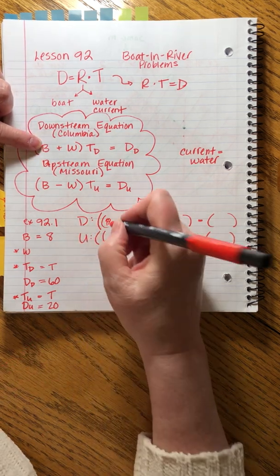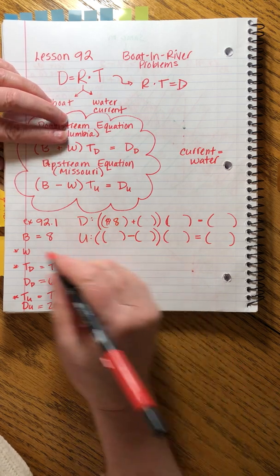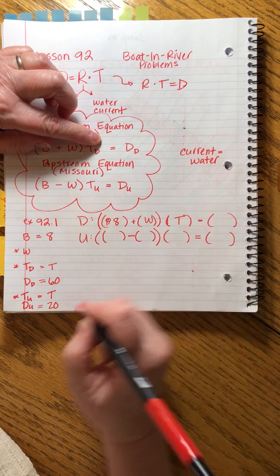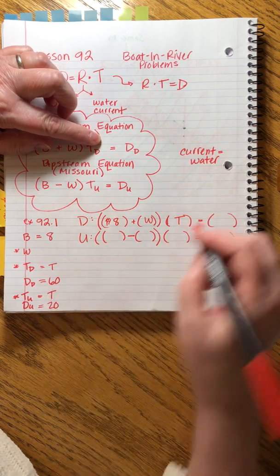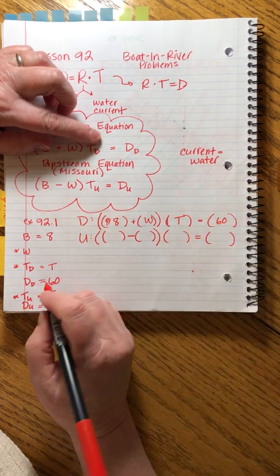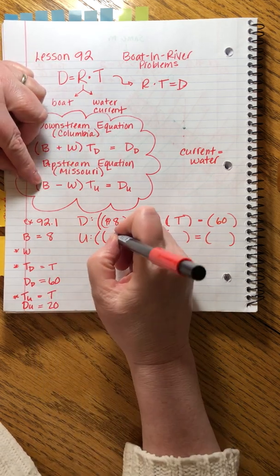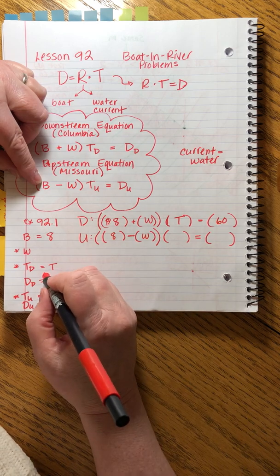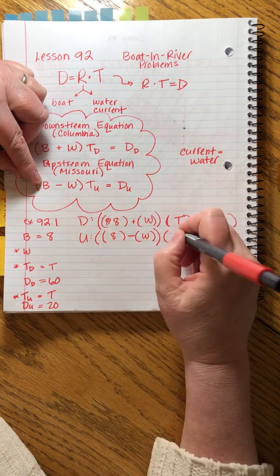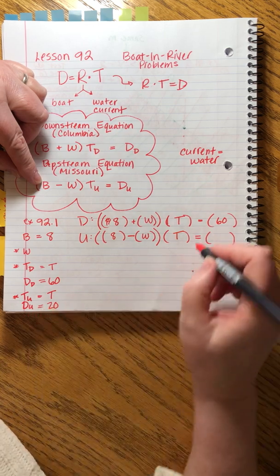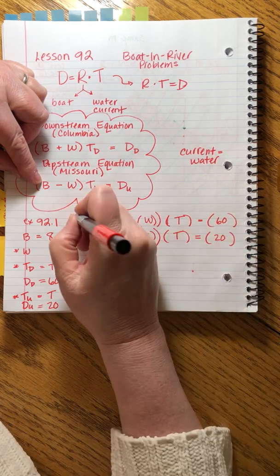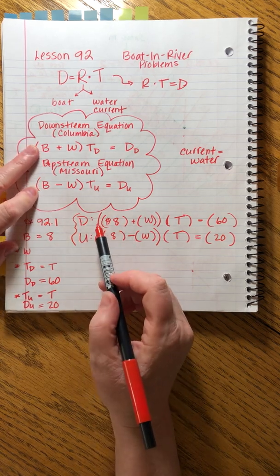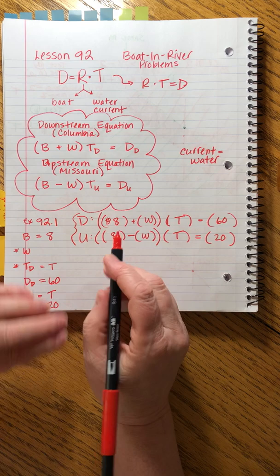Speed of the boat is 8. Speed of the water, we don't know. Time downstream is just TD. And the distance downstream is 60. Upstream, the boat is 8. The water, we don't know, so we just put in W. The time upstream is just T, and then the distance upstream is 20. There's our system, okay? I put the letters here just so I would know which one of these to copy. Now we don't really need these anymore.